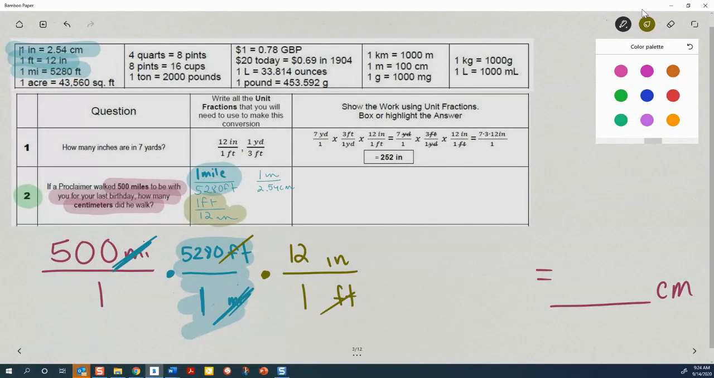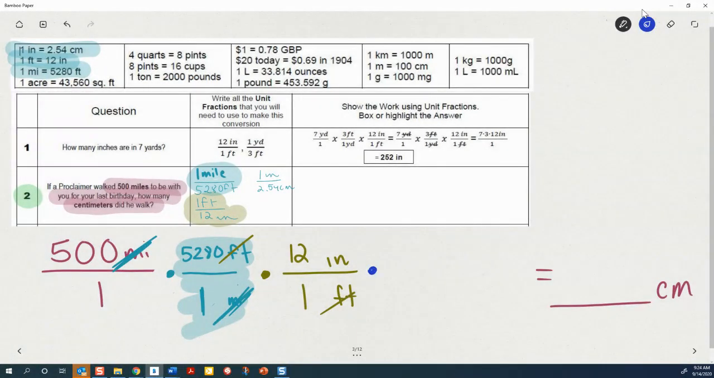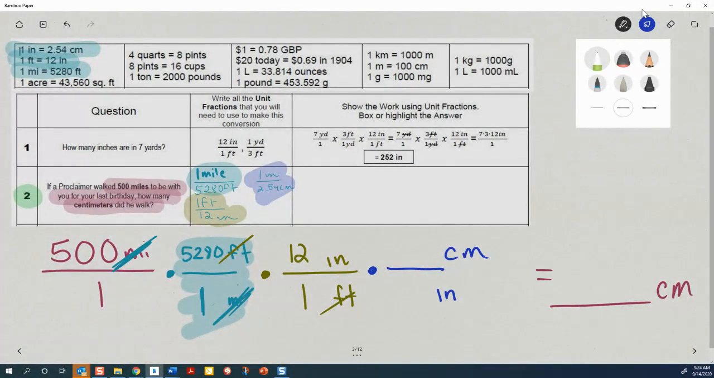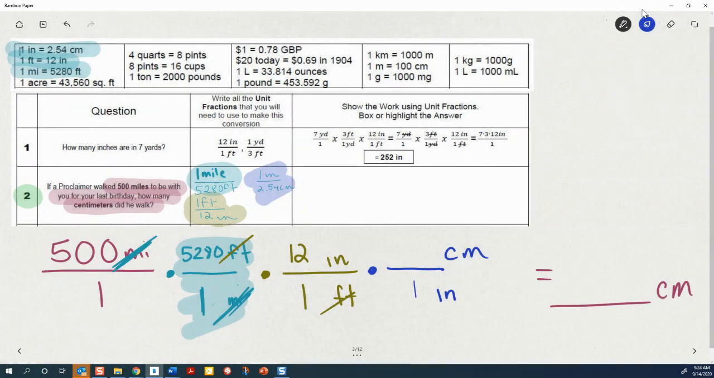Let's get a nice bright color. How about this bright blue? Last one, I'm going to get rid of the inches and end with centimeters. So to do that, it looks like I'm going to need the inch is 1 and the centimeter 2.54.